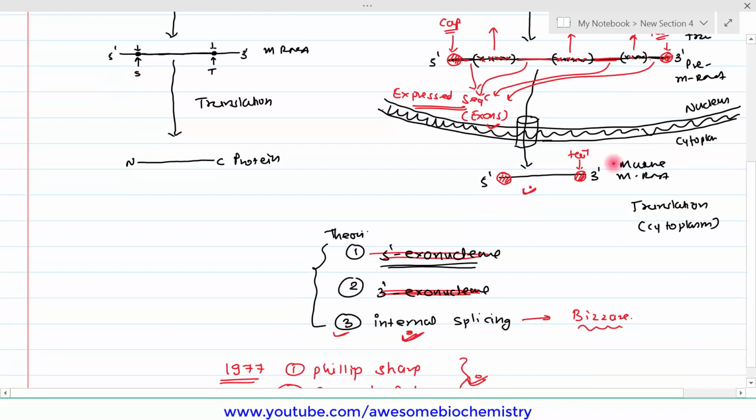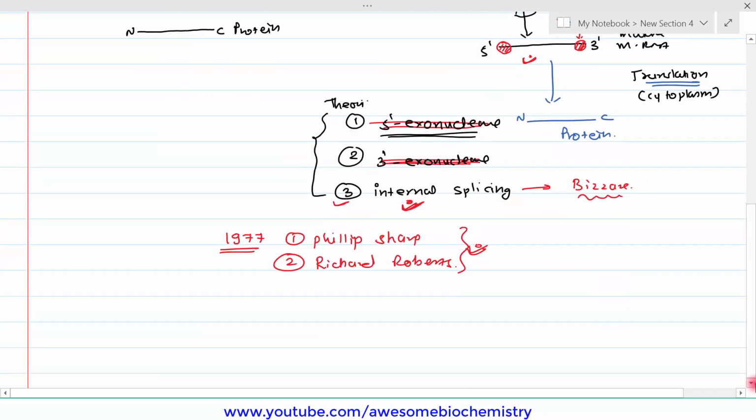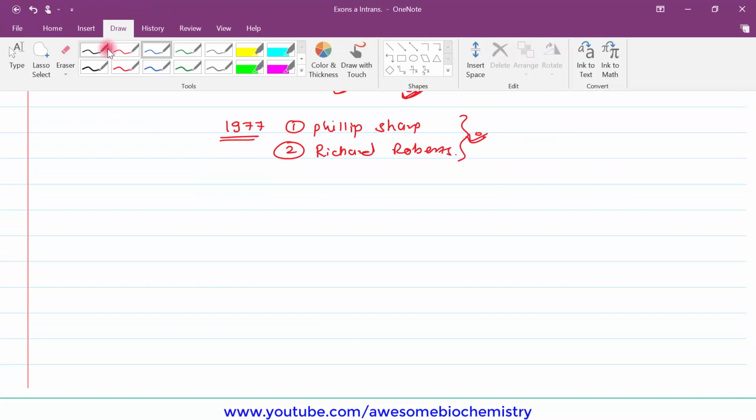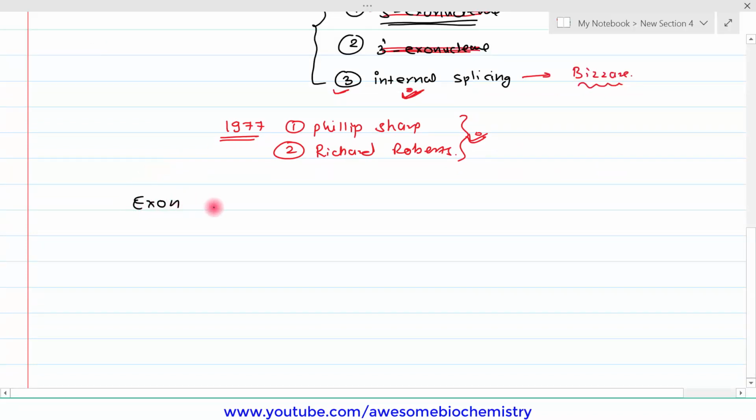Once this mature mRNA is formed, then only can it undergo translation, and this translation is a cytoplasmic process, and it can give rise to an N-terminal to C-terminal protein, right? So in our pre-mRNA, we have two parts. One is exon and the other is intron. Exons and introns. The maximum part of pre-mRNA is occupied by the introns, as compared to the exons.